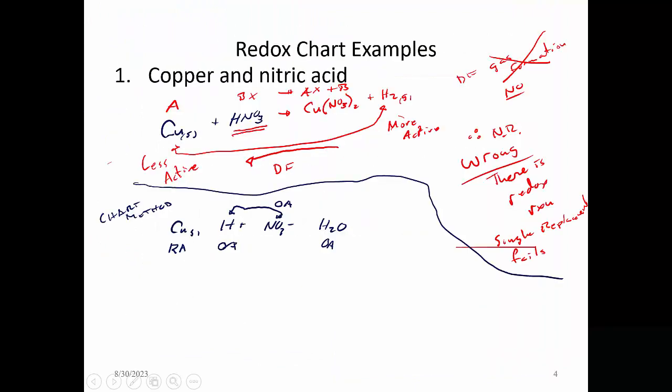And then it turns out that water is both an oxidizer and a reducer. So we have 3 oxidizers and 2 reducers. Out of the 3 oxidizers, which one's the strongest? Nitrate and H+. So out of the 3 oxidizers, nitrate and H+ is the strongest, so we'll ignore the other 2. Out of the 2 reducers, which one's the strongest? Copper. So we'll use copper.